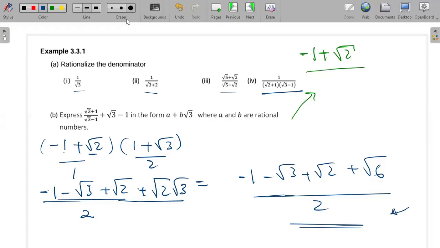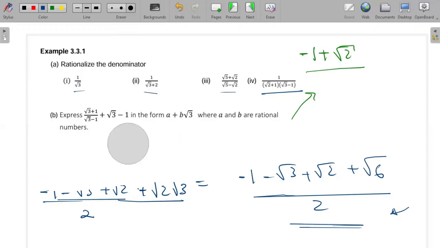Is there any question before we move on to the last question for this class? All right, so the last question.